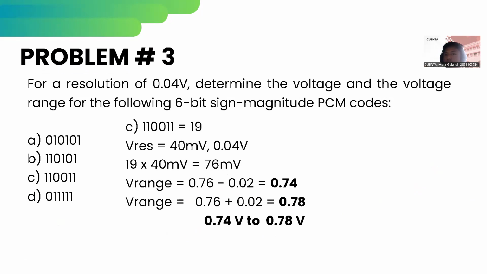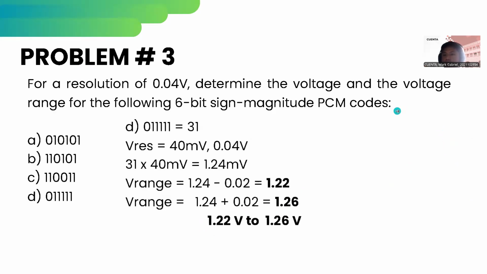Next, letter C, 110011, which is equivalent to 19. 19 times 0.04 volts is equal to 0.76 volts. So 0.76 volts minus 0.02 is equal to 0.74. So 0.76 plus 0.02 is equal to 0.78. Again, with the voltage range of 0.74 volts to 0.78 volts.